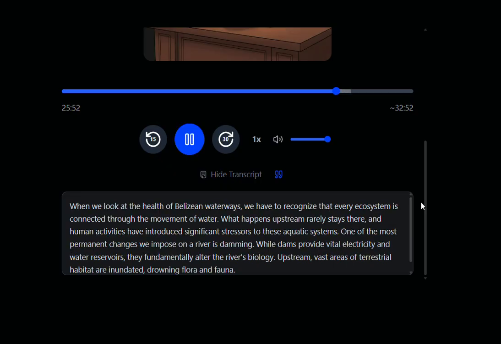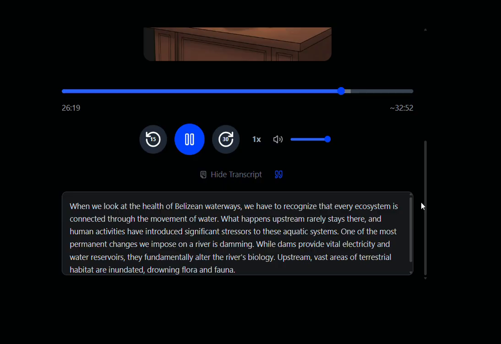When we look at the health of Belizean waterways, we have to recognize that every ecosystem is connected through the movement of water. What happens upstream rarely stays there, and human activities have introduced significant stressors to these aquatic systems. One of the most permanent changes we impose on a river is damming. While dams provide vital electricity and water reservoirs, they fundamentally alter the river's biology.